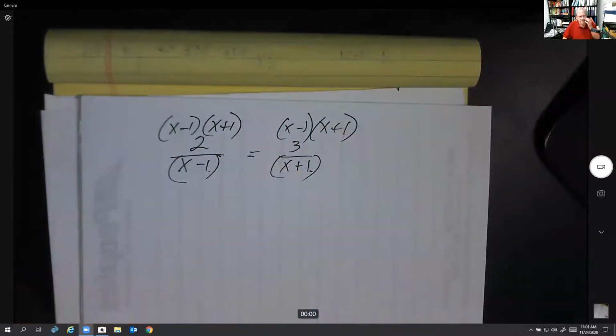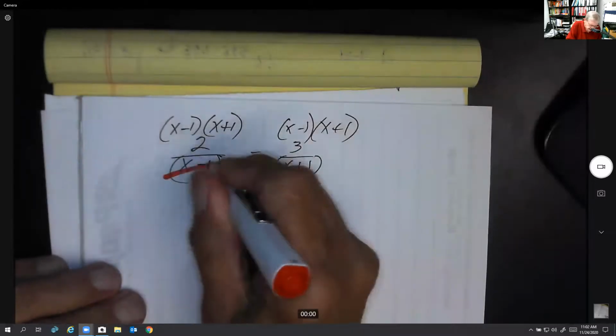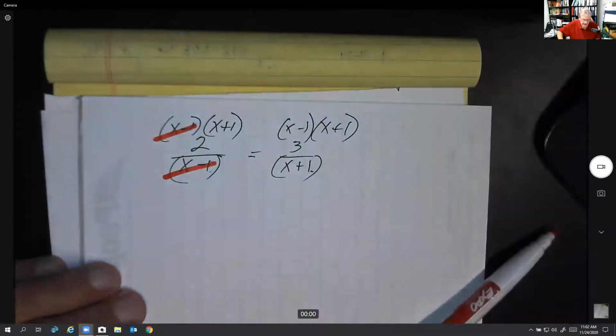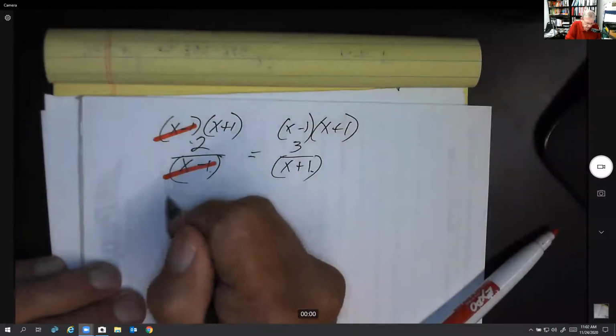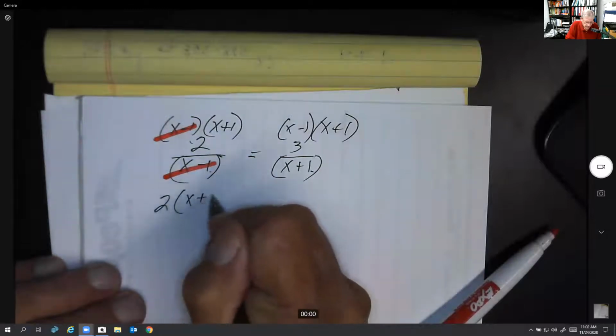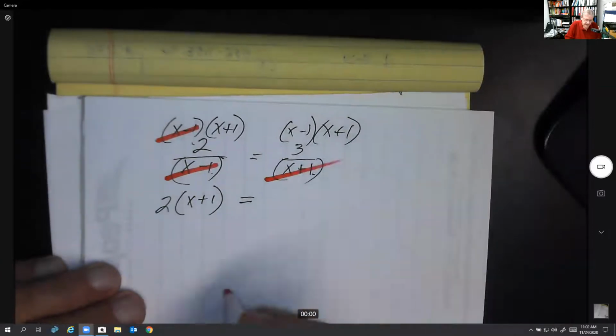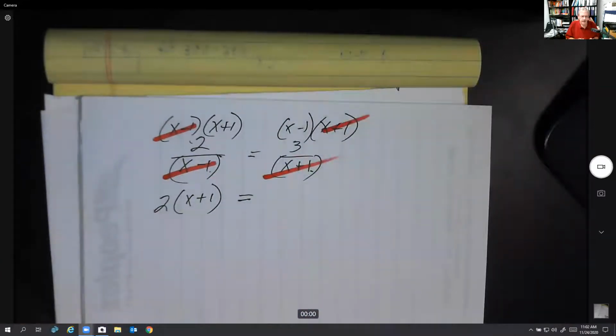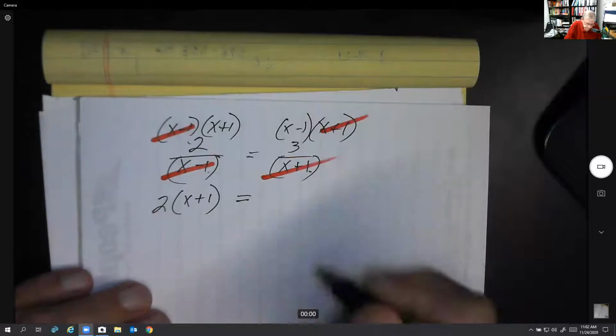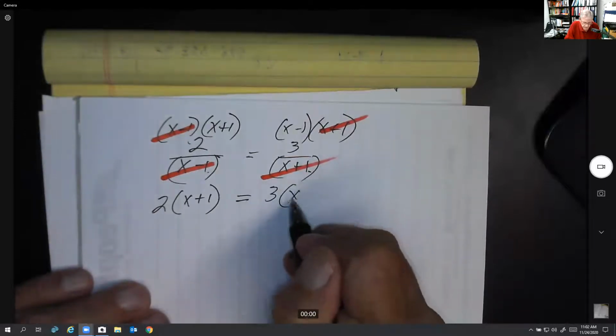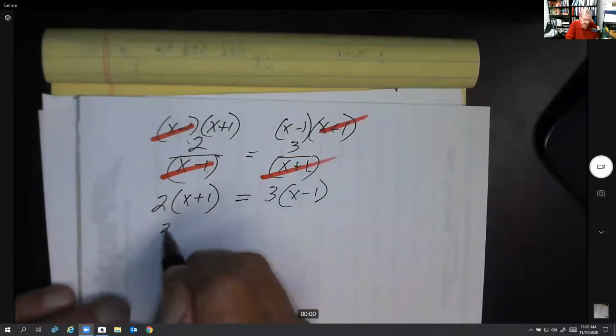I like to do it this way because then I can kind of see. I see here the x minus 1's cancel, and I get 2 times the quantity x plus 1 equals. Here I see the x plus 1's cancel, so I have 3 times x minus 1. I'm going to distribute that out.